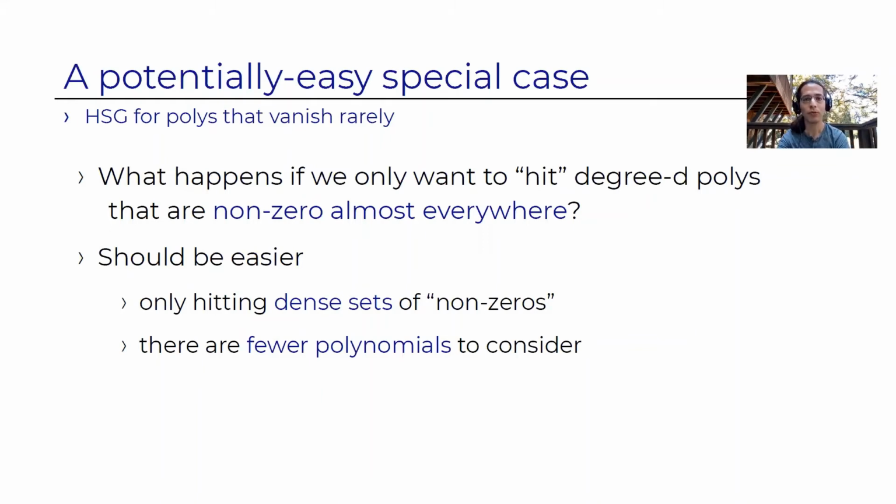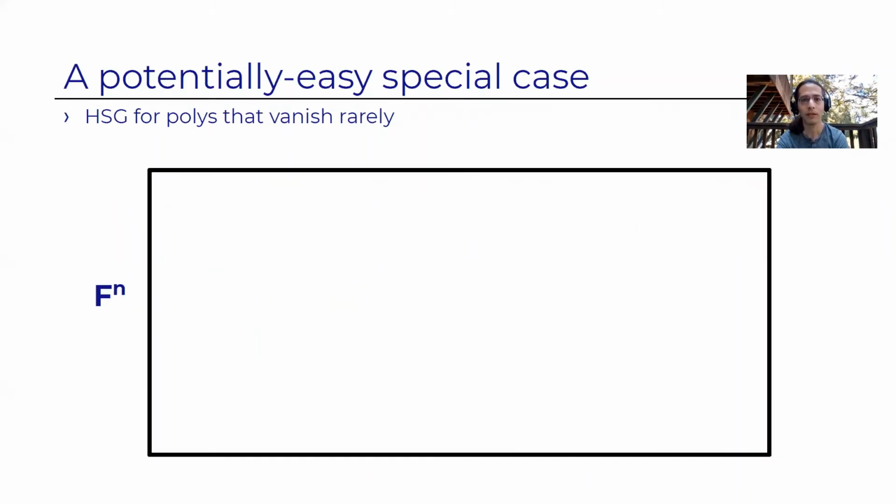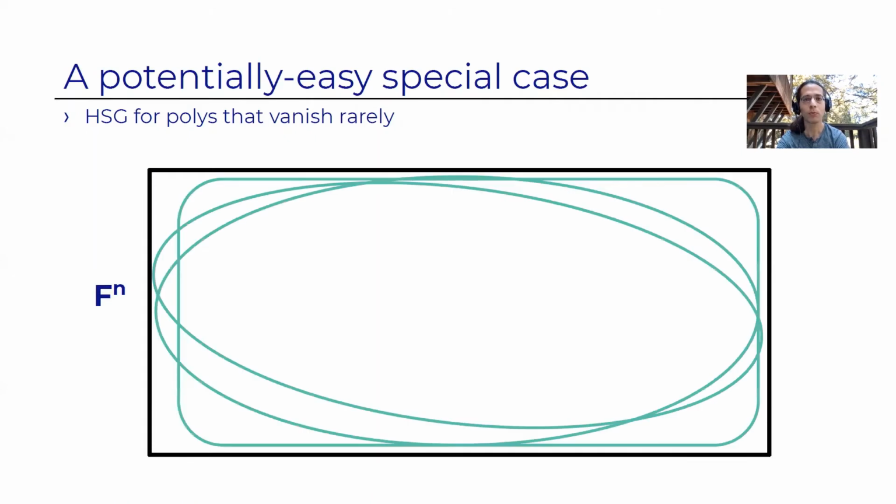So going back to our visual example, this is the domain, and now we only want to consider those polynomials whose non-zero sets are extremely dense. And you can see these are fewer subsets and they are dense. And indeed, it's a very easy problem to construct a hitting set. In this example, you just put a point essentially anywhere and you get a hitting set. So visually, it's an easier problem.